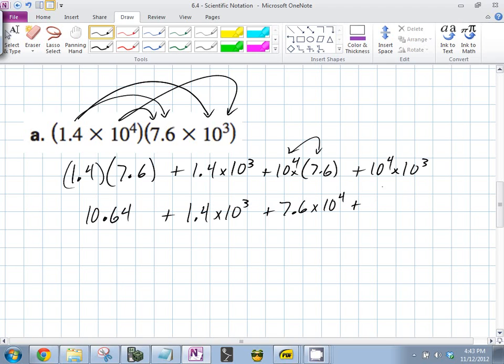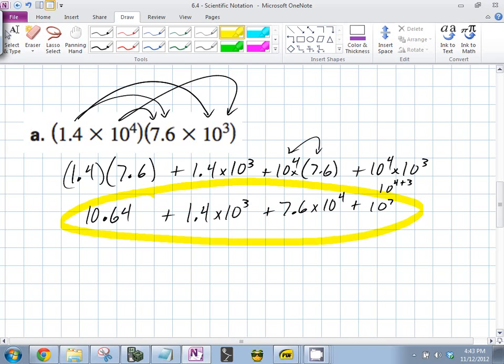Now the question is, can you simplify this any further? Not really, because you don't have any same bases. There's an invisible 10 to the 0 here. None of these are the same power, so you can't add them together. So that's as far as you can go there. You could use a calculator to get more decimals, but that's fine.